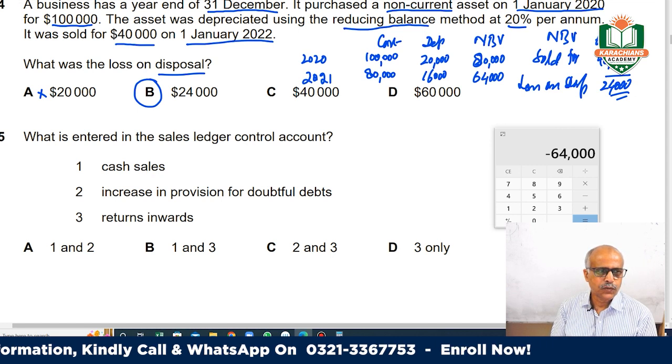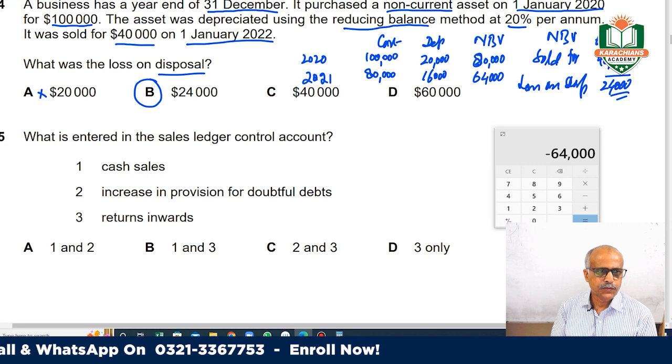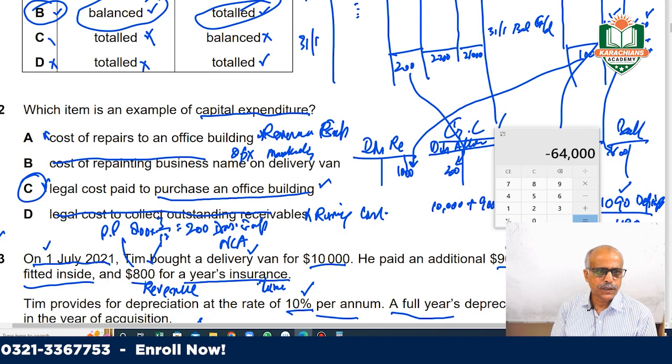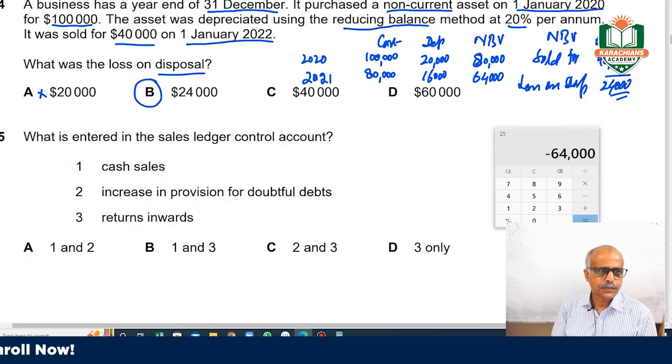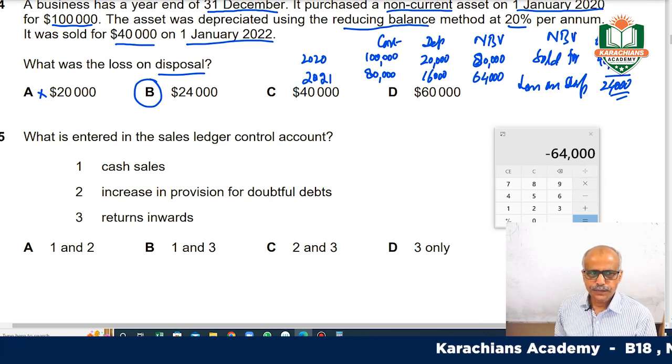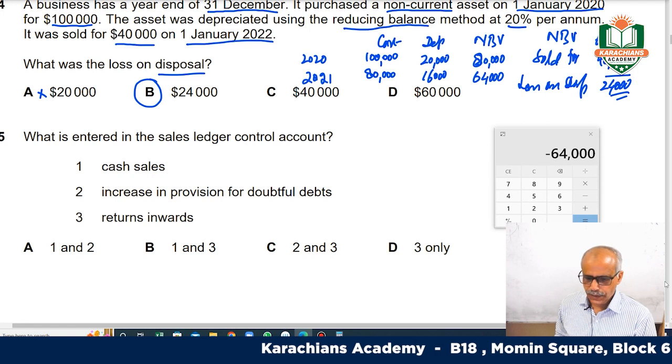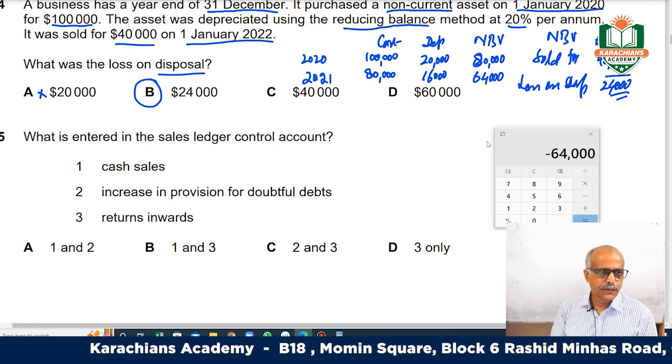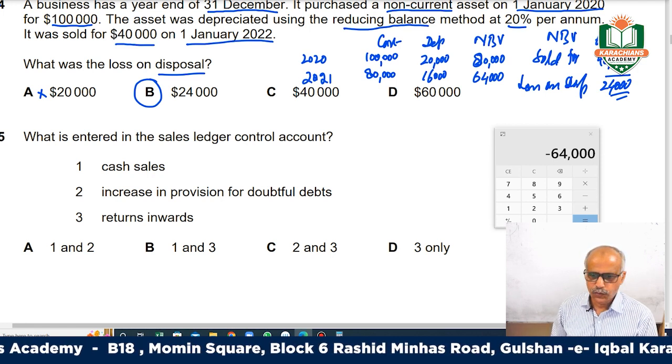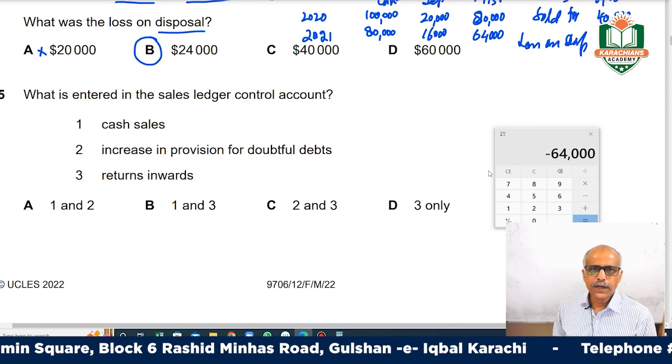Question number 4, marking scheme. Right, so we are done with question number 4. Move on to question number 5.